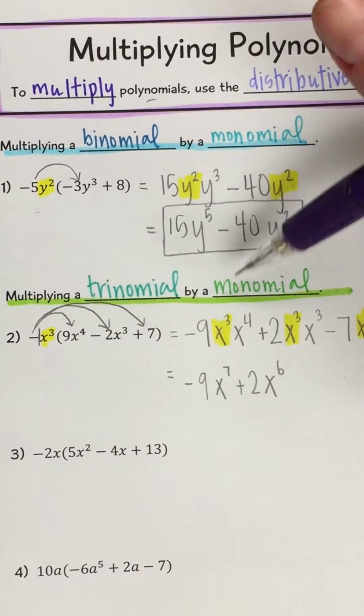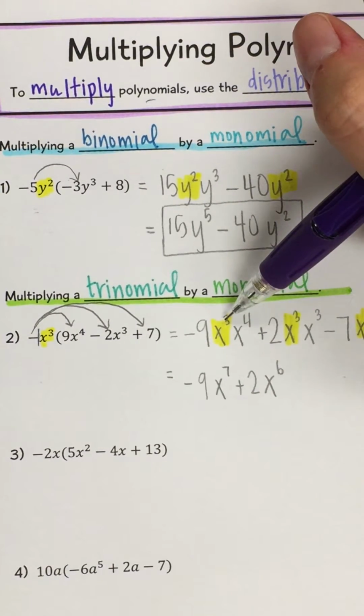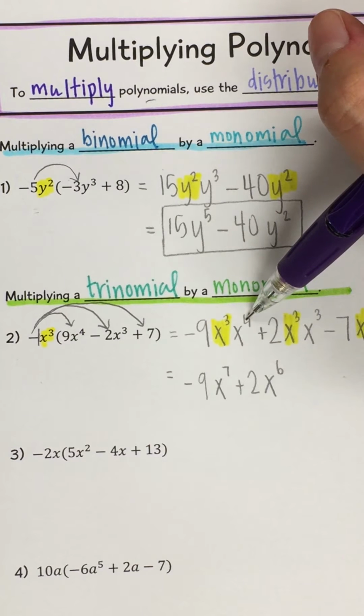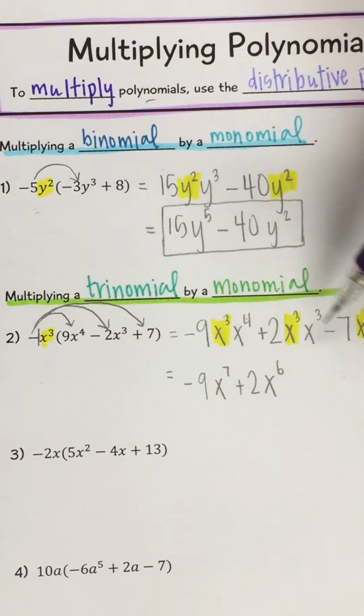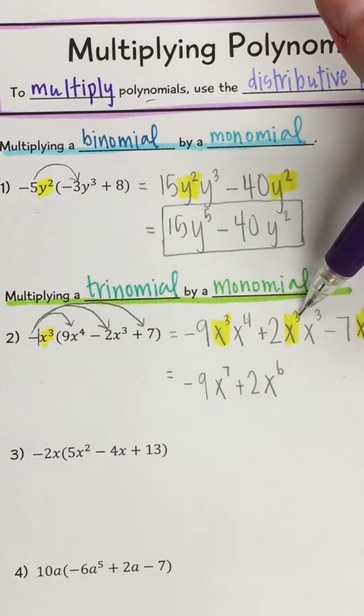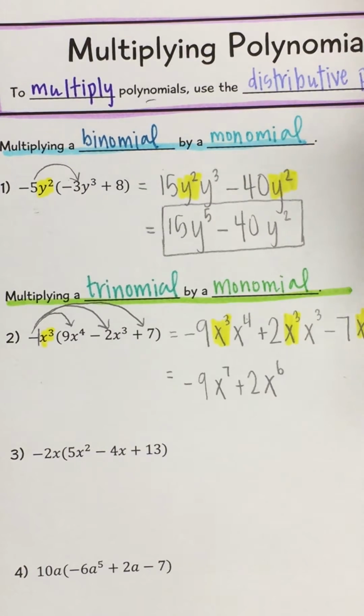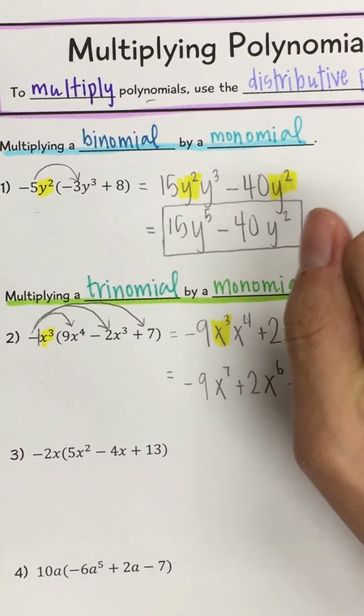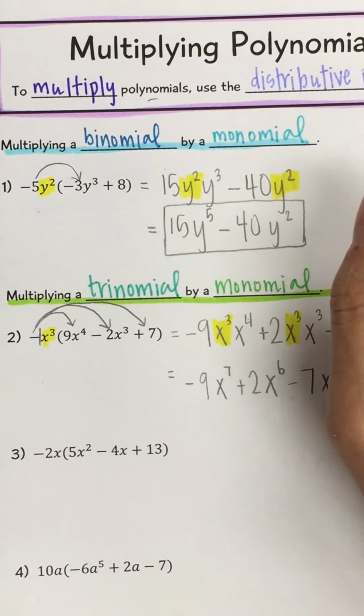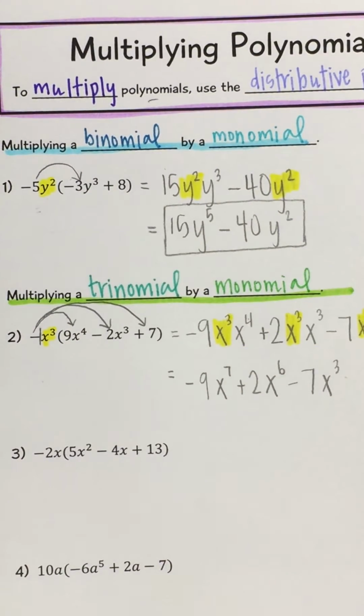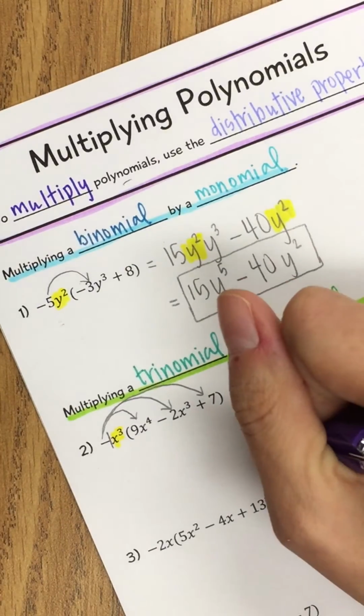And I guess I should be more specific here. I got 7 because I did these 3 x's and those 4 x's, so I added them. And then here I got 6 because I did these 3 and these 3, so I added those. Then my last term, we don't change anything about him. He's just minus 7x cubed. So that's my final answer on this one.